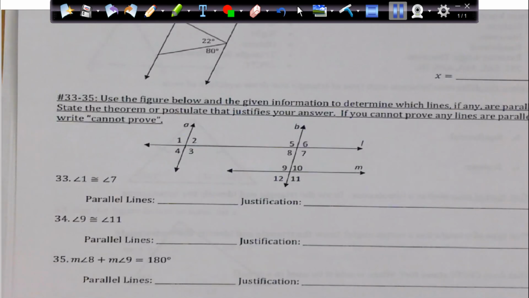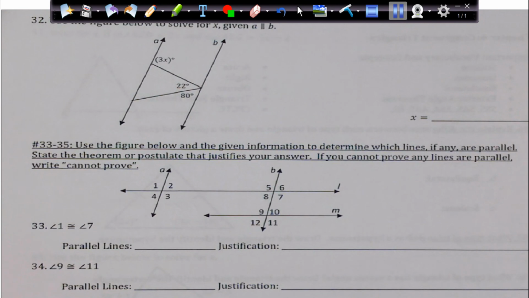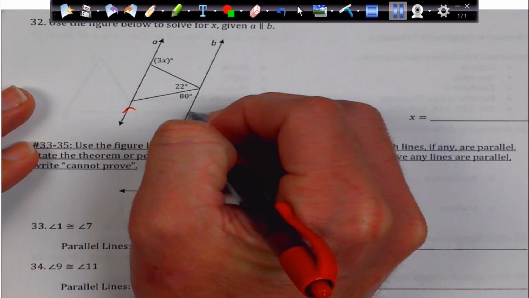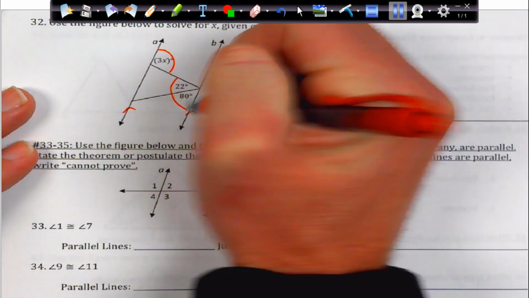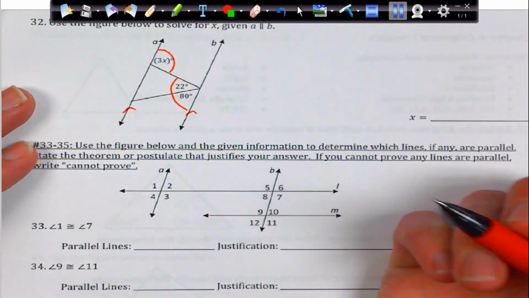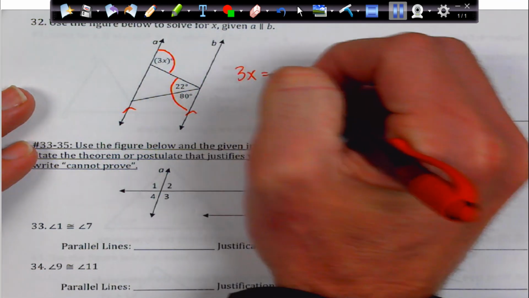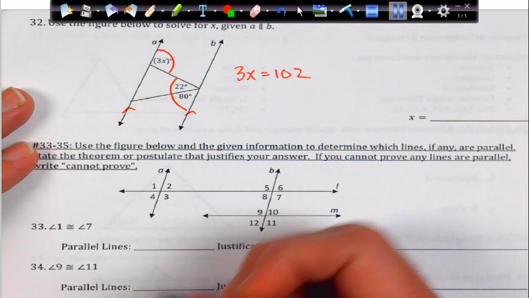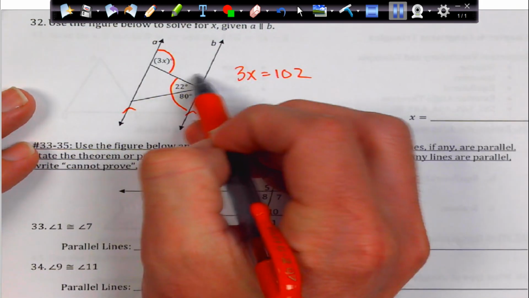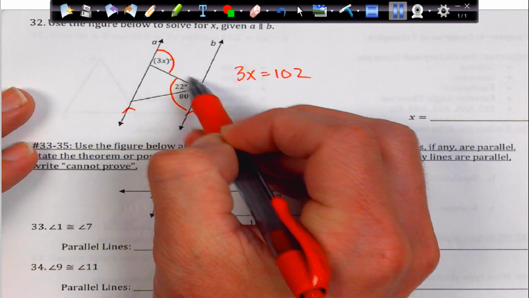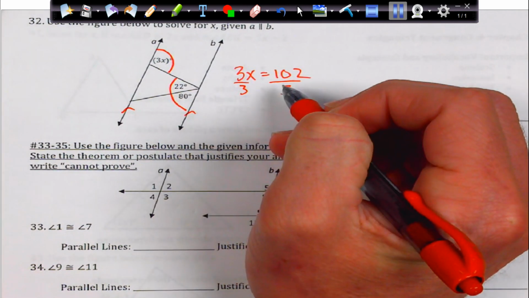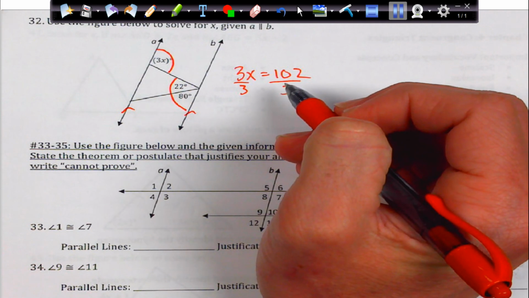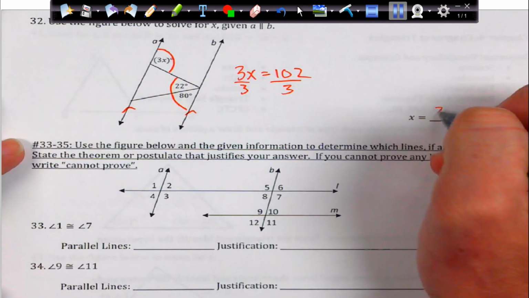All right, number 32, a couple ways we could attack this problem. The first way is we do know these are parallel. This angle here and these two angles here are alternate interior. So I could set 30x equal to 102, which is the way I would do it. I had some students find this angle because these are 180, and then those two should be supplementary because they're same side interior. But I find this one to be slightly faster. Okay, and we get 34.